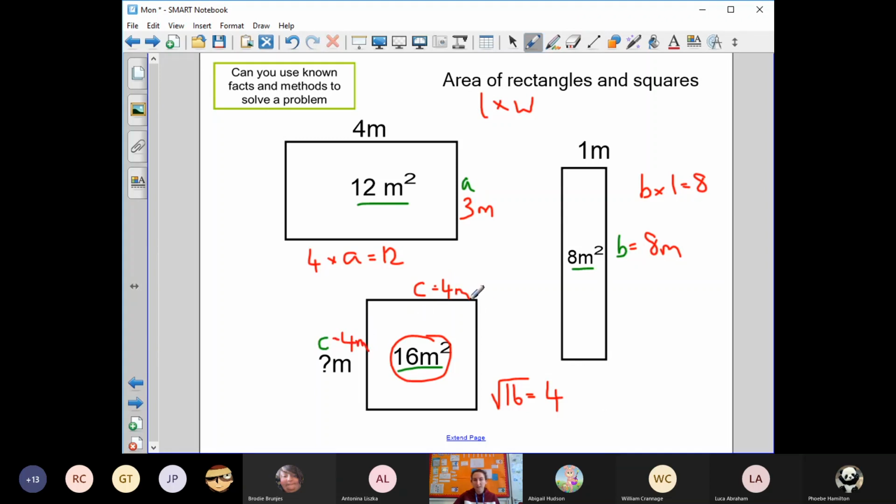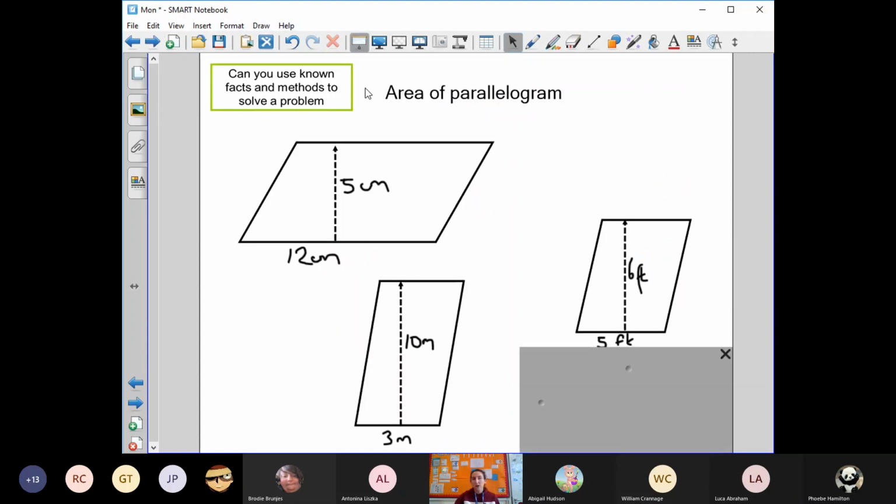Okay, does that make sense to everybody? Hopefully that was just a quick recap, because we're going to move on now to something a little bit different, we're going to look at the area of some parallelograms. Now, parallelograms are really easy to find the area of because, let me show you something magical, hopefully. If you look at a parallelogram, it's a squashed rectangle, isn't it? It's been knocked over at the top.